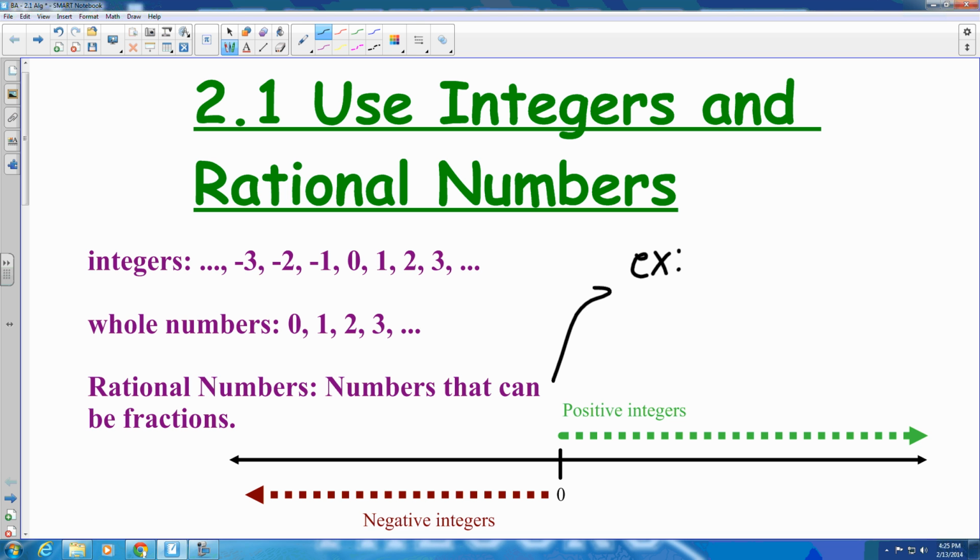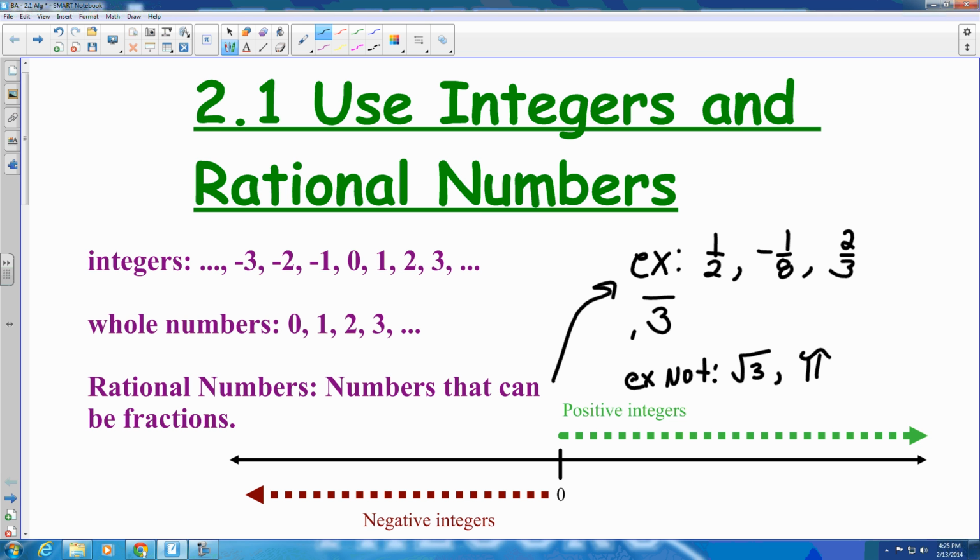Here would be some examples of rational numbers: 1/2, -1/8, 2/3, 0.3 repeating, because 0.3 repeating makes a fraction of 1/3. Examples that are not would be the square root of 3 and pi. These are values that keep going on and have no specific pattern in their decimals, so you can't write them as a fraction.